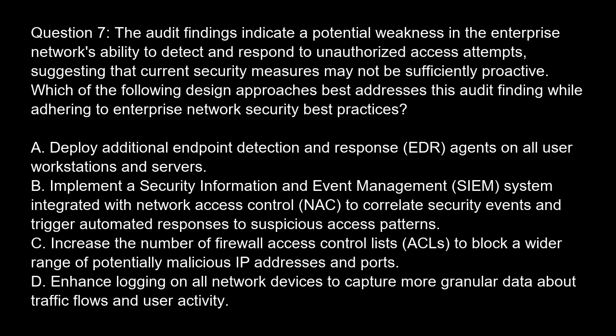Option A. Deploy additional endpoint detection and response agents on all user workstations and servers. Option B. Implement a security information and event management system integrated with network access control to correlate security events and trigger automated responses to suspicious access patterns. Option C. Increase the number of firewall access control lists to block a wider range of potentially malicious IP addresses and ports. Option D. Enhance logging on all network devices to capture more granular data about traffic flows and user activity.